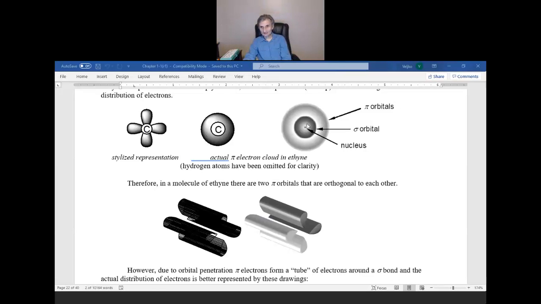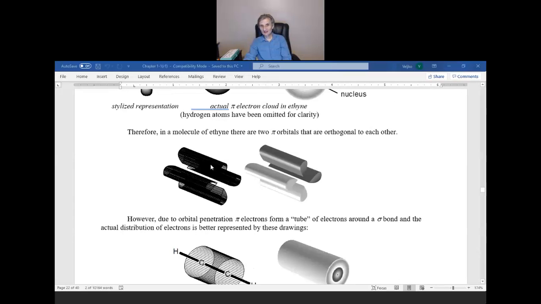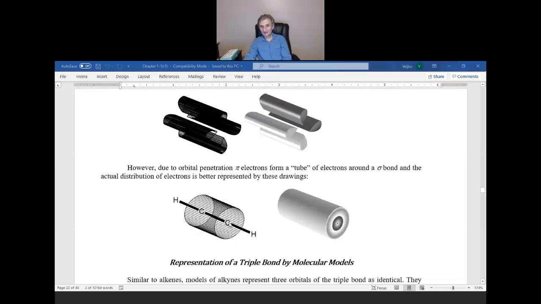And here is another representation. You have a nucleus, and the other nucleus is right behind on the other side. A sigma orbital connects the two nuclei, and then two pi orbitals are around. So they are not like this, two distinct pi orbitals. They are more like a tube of electron density that surrounds the sigma bond. And only if one of them reacts, then the other one appears at 90 degrees to it. But unless they react, there is a tube of electron density.